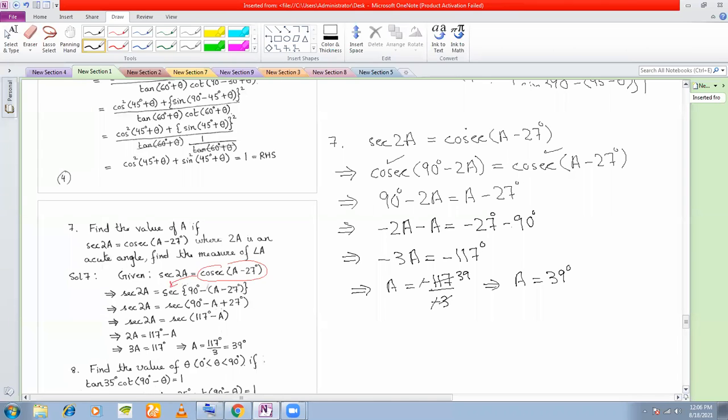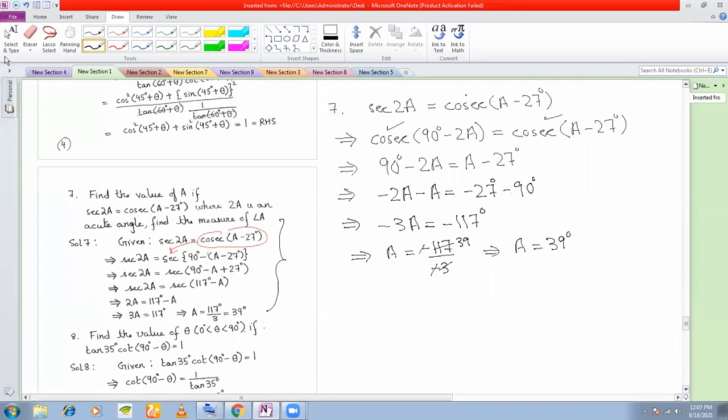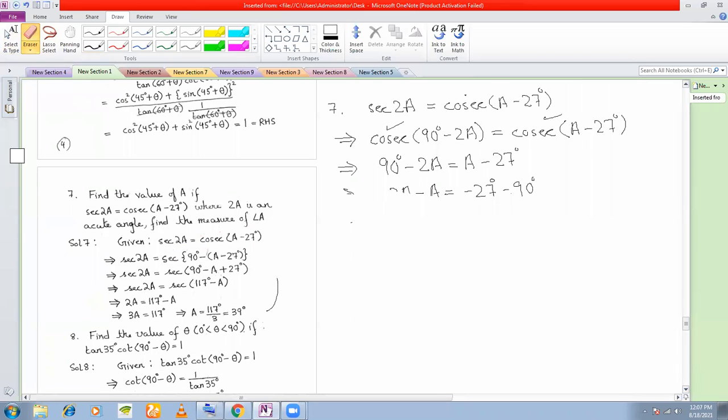Is it clear, this problem? I have solved it in a different way here. You can have a look at this. Okay, so whichever is convenient for you, you can do that. Fine. Moving on to the next problem.